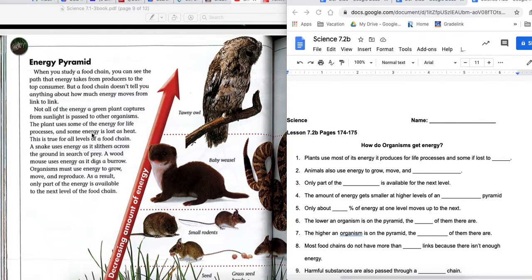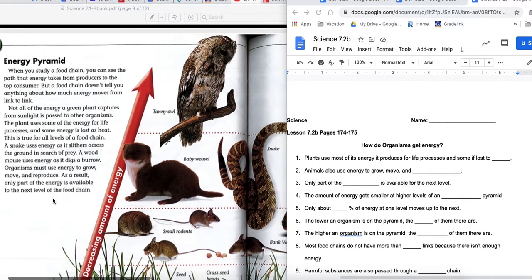Number one in your notes, that's especially true of animals, obviously. When we move, muscles release heat. This is true of all levels of the food chain. A snake uses energy as it slithers across the ground in search of prey. A wood mouse uses energy as it digs a burrow. Organisms must use energy to grow, move, and reproduce. Number two in your notes, they keep pounding that into your head, what it takes to be a living organism. As a result, only part of the energy is available to the next level of the food chain.